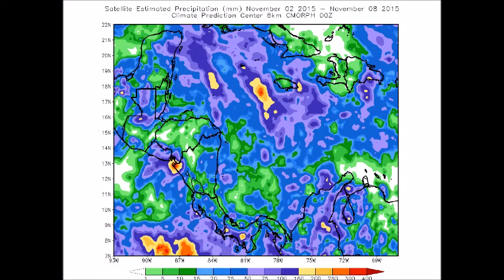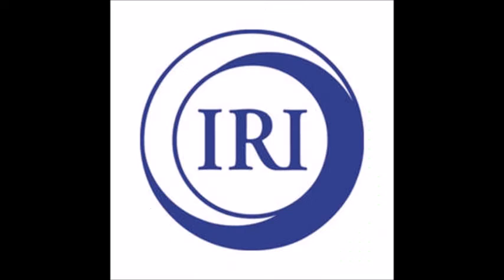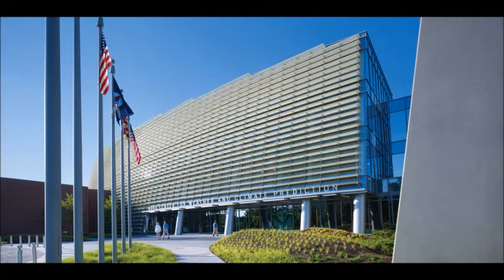We're getting this from the IRI data library. That's the International Research Institute for Climate and Society at Columbia. You'll be hearing about them a lot. It's produced by the Climate Prediction Center, or CPC, of NOAA's NCEP. That's the National Centers for Environmental Prediction.